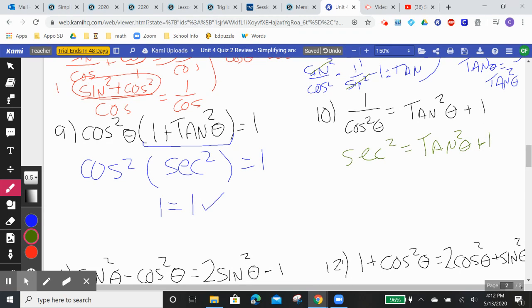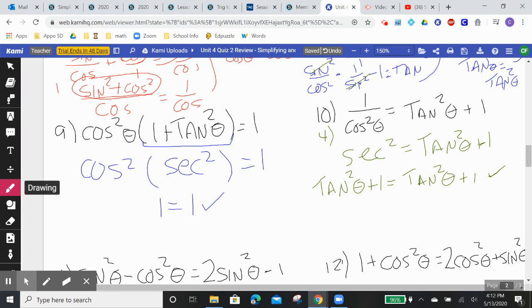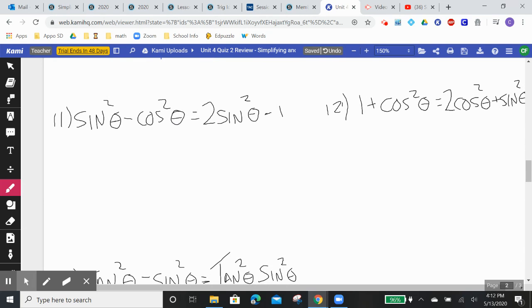And then what do I know about secant squared? Well, I know that secant squared is tan squared theta plus 1. So that problem there was done 2 different ways in number 10, and number 4 shows you how to do it 2 different ways for each of those problems. All right, let's move on to number 11.